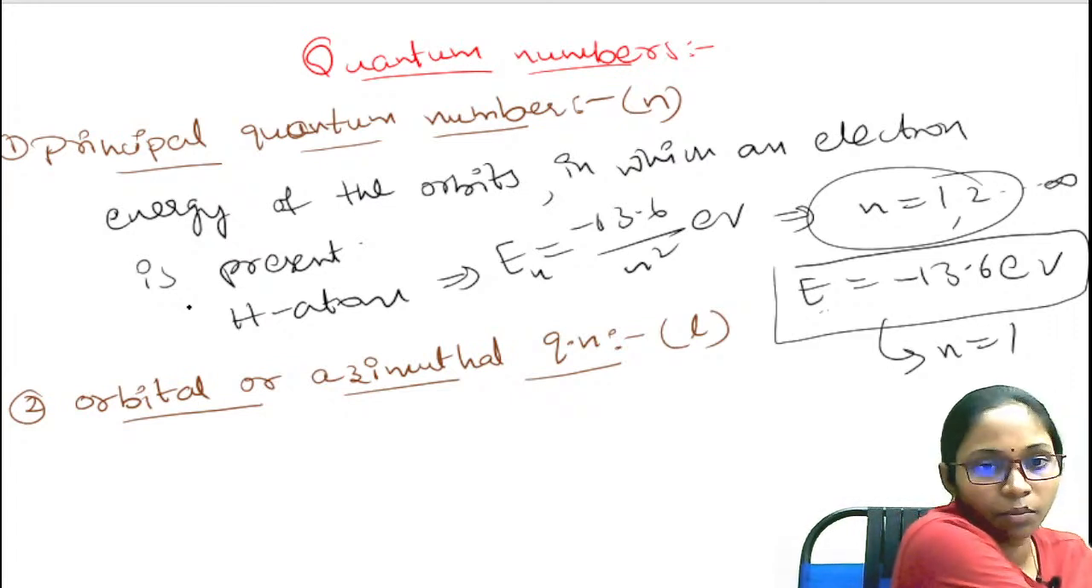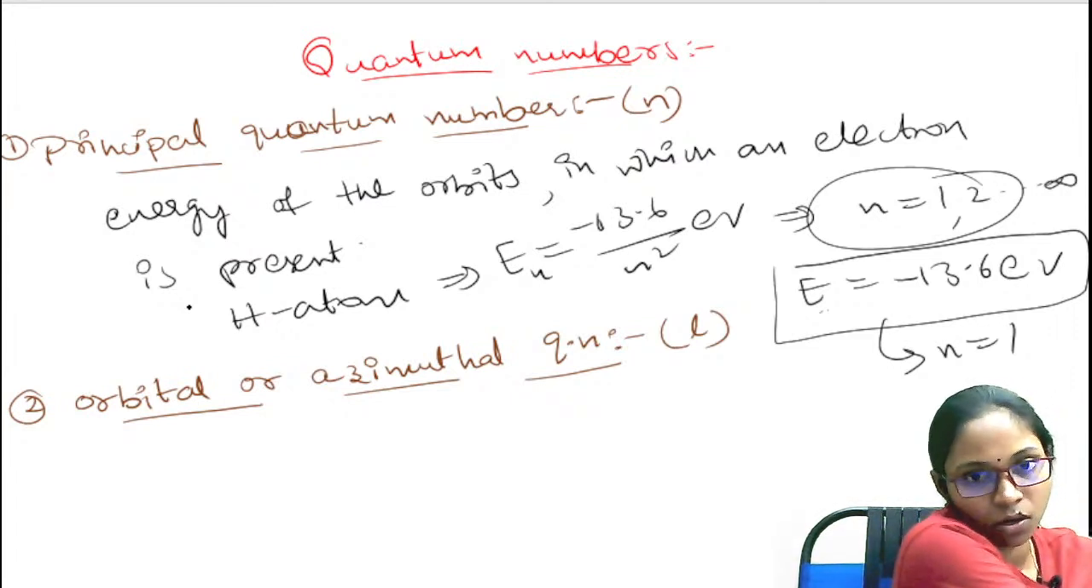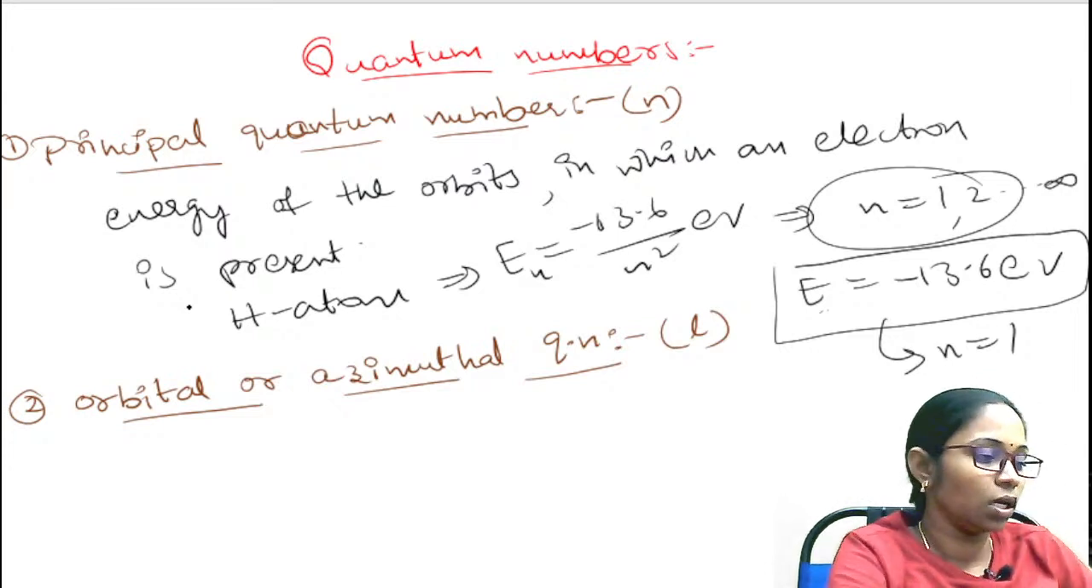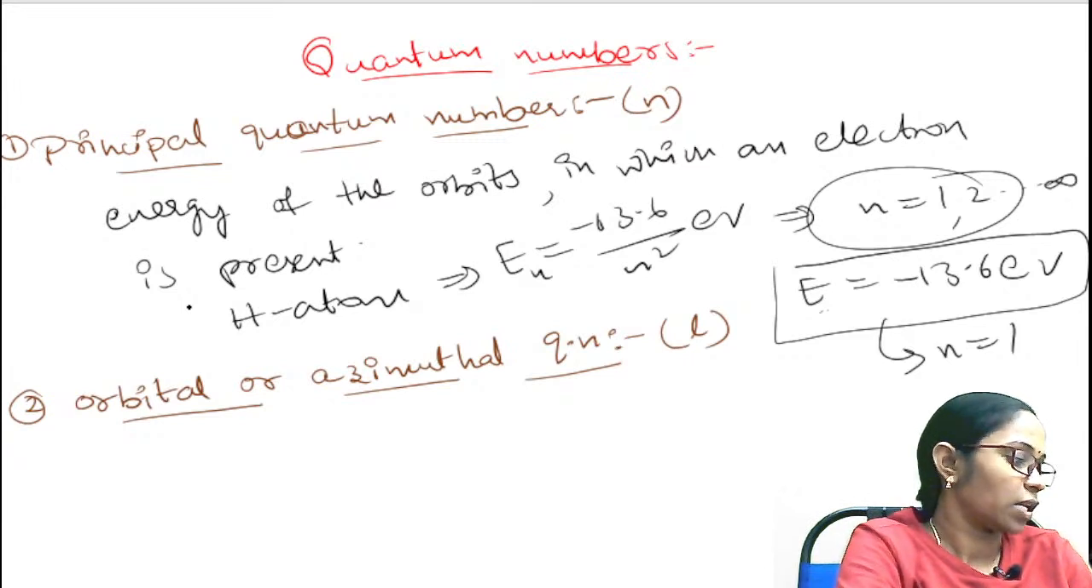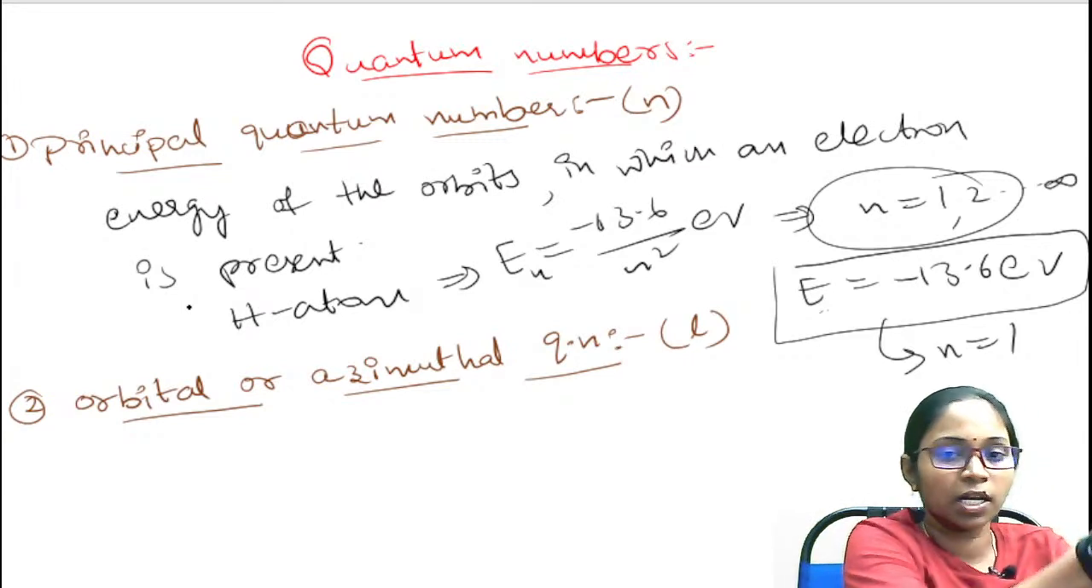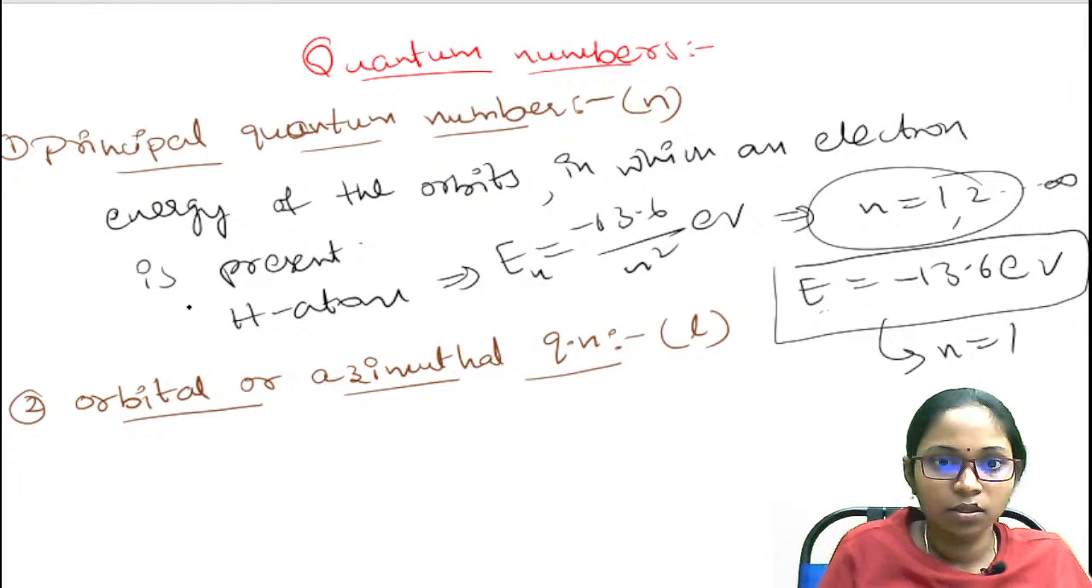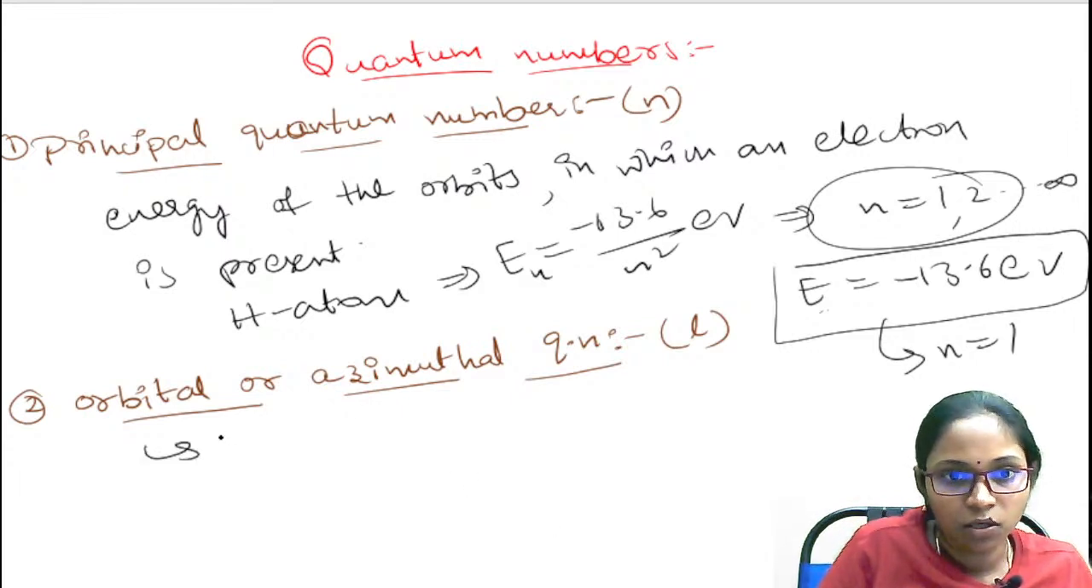Coming to the orbital or azimuthal quantum number, it is denoted with small l, and this gives us the shape of the orbit.